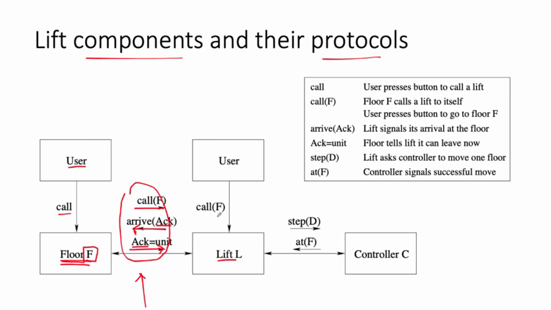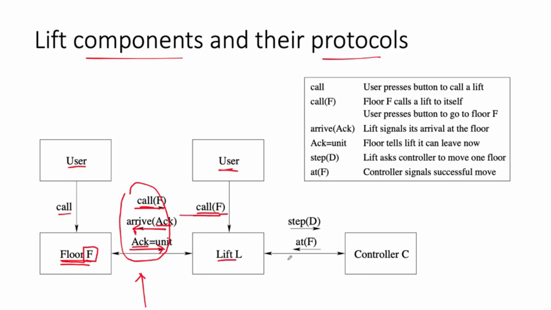There's more messages. When a user goes inside the lift, there are also buttons. So the user is allowed to press buttons when he or she is inside the lift for going to the floors. So the call messages can also come from users, and it's telling the lift, go to that floor. Okay? So the call F message can come either from a floor or from a lift.